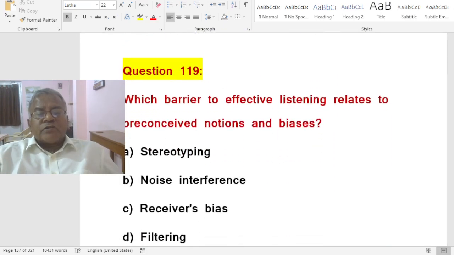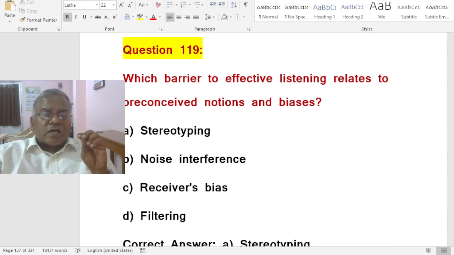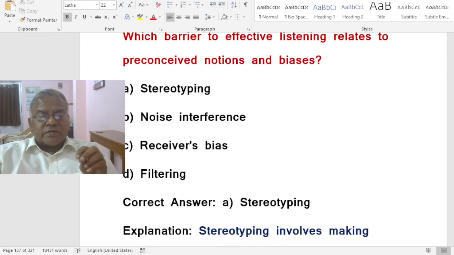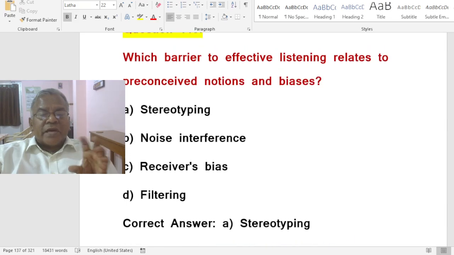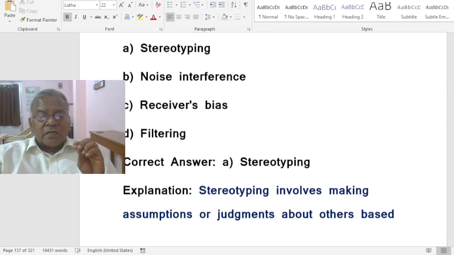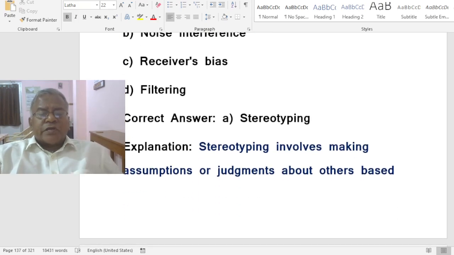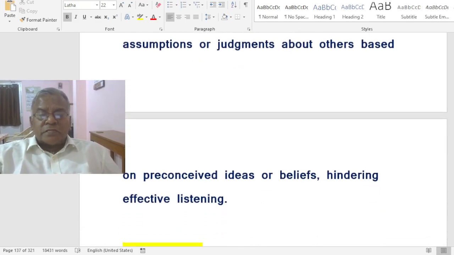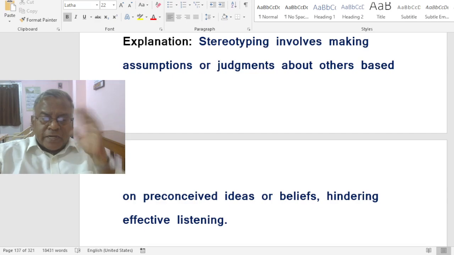Next question, which barrier to effective listening relates to preconceived notions and biases, prejudice in other words? A. Stereotyping. B. Noise interference. C. Receiver's bias. D. Filtering. So which is the barrier that relates to preconceived notions, prejudices and biases? That is stereotyping. Stereotyping involves making assumptions or judgments about others based on preconceived ideas or beliefs, hindering effective listening.